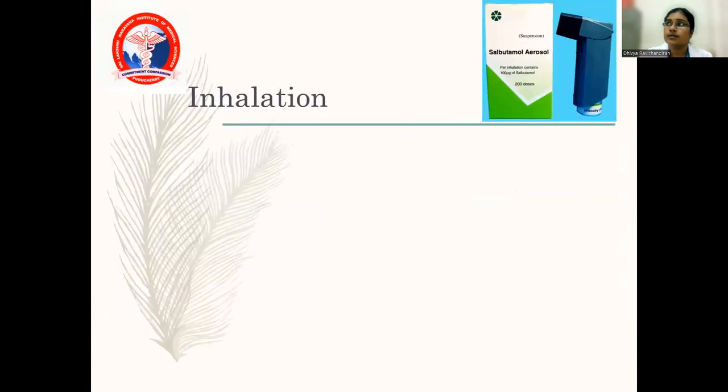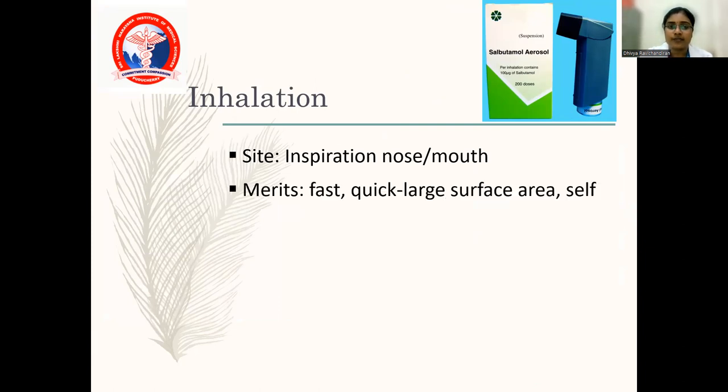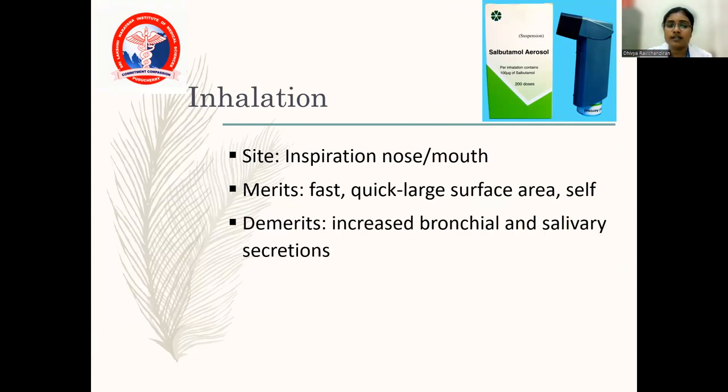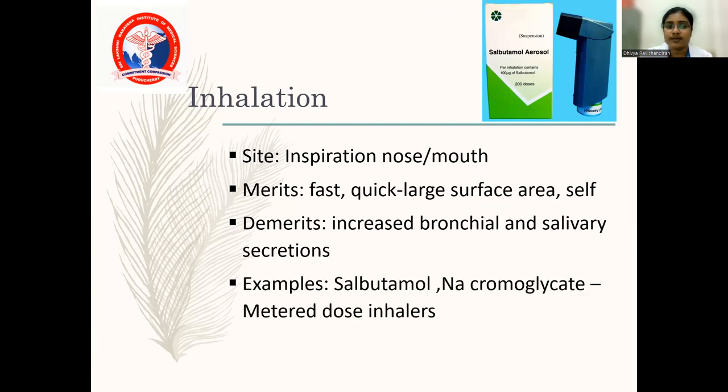Next, coming to the inhalational route. As it is inhalational, the drug is directly inspired through the nose or mouth. Merits: it is fast and quick, because the lung has a large surface area due to the large number of alveoli present, and it can be self-administered. Demerits: increased bronchial and salivary secretions. Examples: salbutamol, sodium chromoglycate, given in metered dose inhalers. Most commonly, the inhalational route is given for asthmatic patients and for allergic conditions.